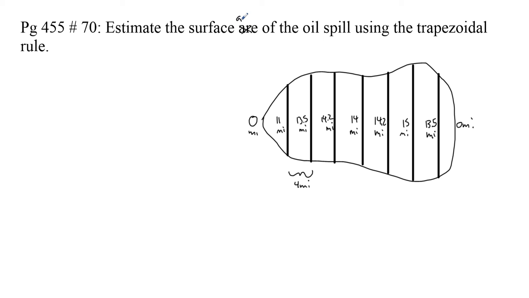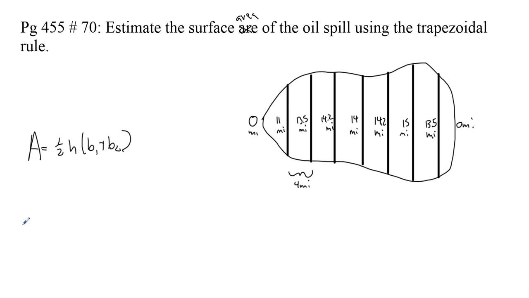Shoot, that should be area. Sorry. Estimate the area of the oil spill using the trapezoidal rule. So I'm going to set up a bunch of trapezoids, and you can see it's just a spill. And we're going to say that the width at the ends are 0. And so since every distance here is 4 miles, we can set up a bunch of trapezoids. And so remember, your area of a trapezoid is 1/2 the height times b1 plus b2.